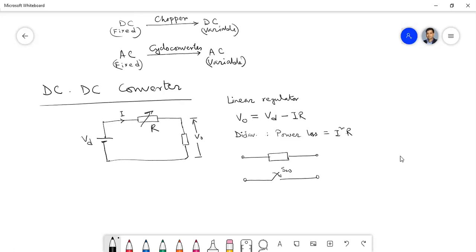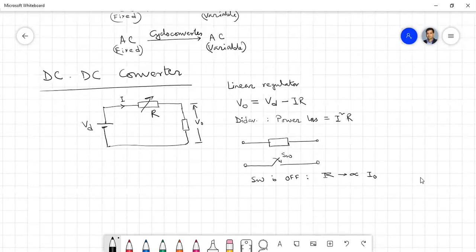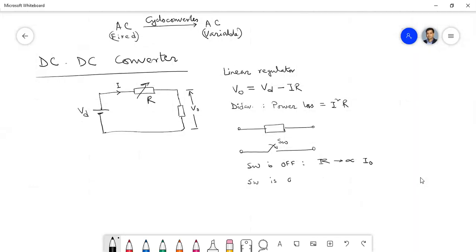So how does this switch fulfill the second objective? You see, when the switch is off, what do we get? What is the current value? Resistance is infinity and current is 0. So as the current is 0, power loss is 0. Now if the switch is on, what is the value of resistance? Almost 0. Resistance is 0 because if it is an ideal switch, then I will get resistance 0. Then also the power loss will be 0, ideally.